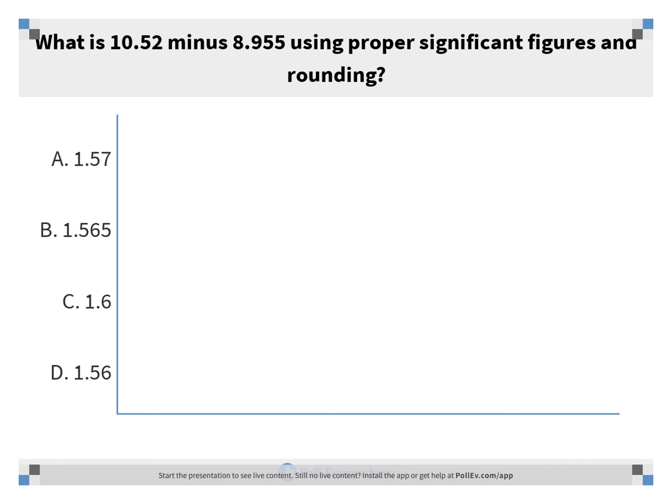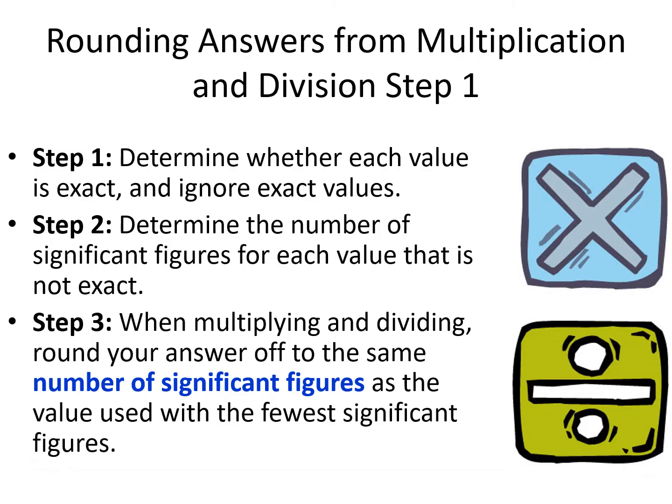For multiplication and division, my first step is the same, ignore exact values. My second step is different. Instead of looking for digits after the decimal, I'm looking for how many total significant figures are in each of my starting numbers. In step 3, I round my answer to the same number of significant figures as the starting number that has the fewest significant figures.